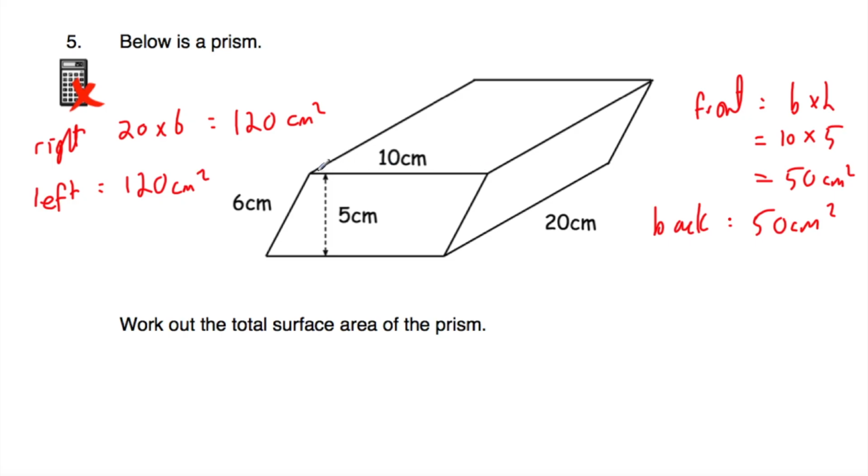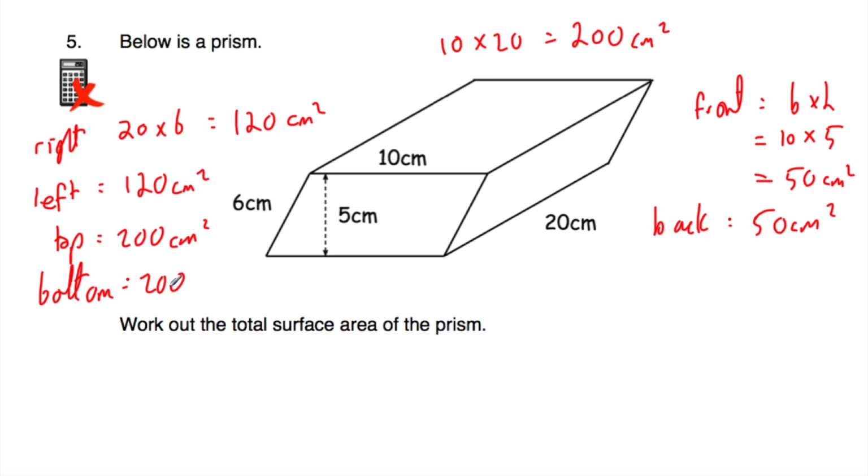The width of each of those rectangles will be 10 centimeters, and the length of them will be 20 centimeters. And 10 times 20 is equal to 200 centimeters squared. So the top will have an area of 200 centimeters squared, and the bottom will also have an area of 200 centimeters squared. So that's fantastic.